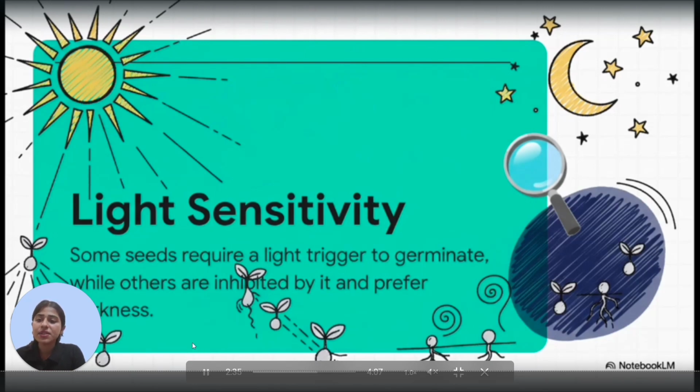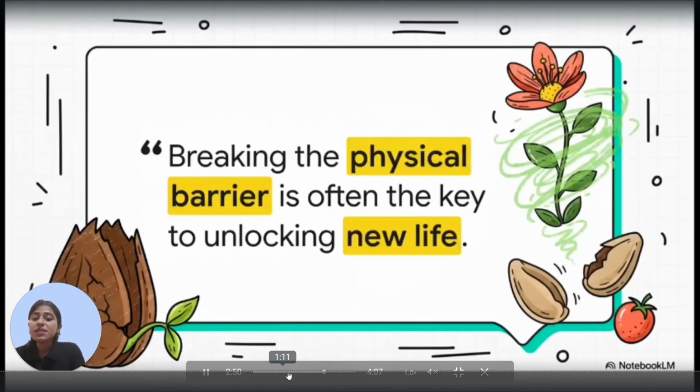Next is light sensitivity. Some seeds require a light trigger to germinate, while others are inhibited by it and prefer darkness. For example, seeds of mango require light. It requires a large amount of light to grow. And there are some seeds like castor that do not require that much light. So, breaking the physical barrier is often the key to unlocking new life. So, what does it mean? This actually stands for breaking of the outermost seed coat. If a seed breaks down, only then it will germinate and only then a new plant will form.